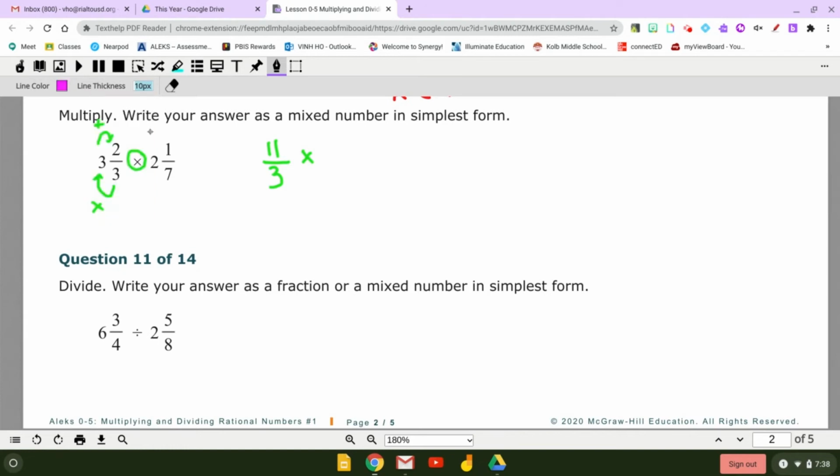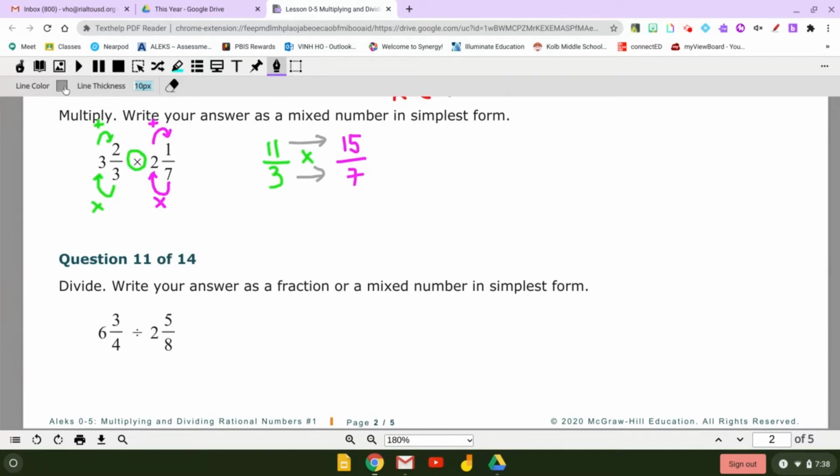Times. Now 2 and 1 over 7, how do you write that as an improper fraction? Same concept. Multiply the bottom and add the top. So 7 times 2 is 14, plus 1 is 15 over 7. Then we can multiply straight across, 11 times 15 and 3 times 7. I don't have a calculator. I can multiply this, but it will take me a while.